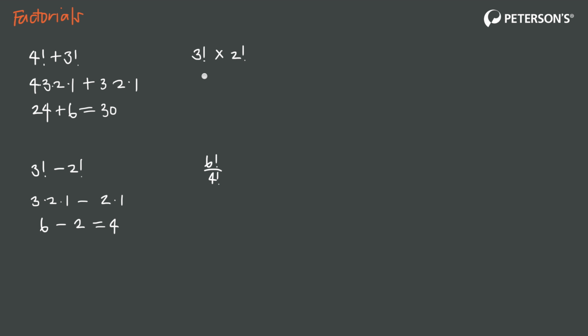With multiplication, same thing. 3 factorial we know is 3 times 2 times 1. 2 factorial we know is 2 times 1. 3 times 2 is 6. 6 times 1 is 6. And then 2 times 1 is 2, so we get 6 times 2, or 12. And when we do division with factorials, again, we calculate the individual factorials first and then do the division.